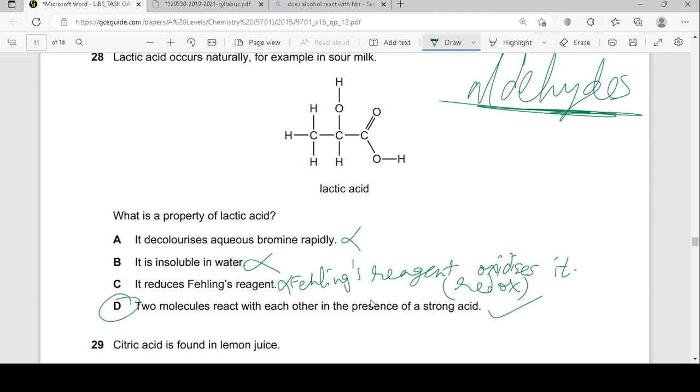Two molecules react with each other in the presence of strong acid. That would definitely be true. Why? Because in the presence of a strong acid, like concentrated H2SO4, as a reagent, not as a catalyst, because if it's in a small amount then it will be a catalyst, right? But if it's a catalyst, then it's going to facilitate the... Actually, wait. No, am I right or am I wrong?